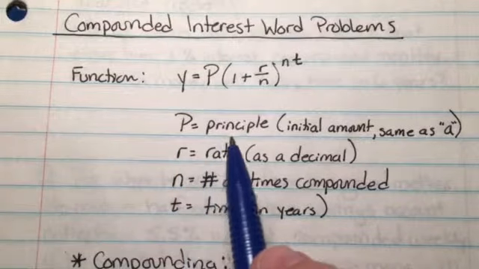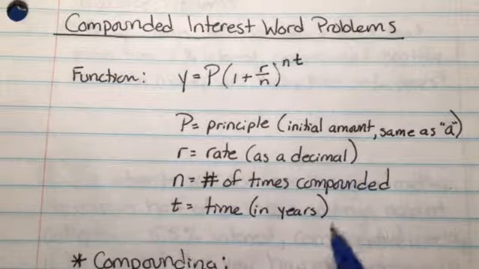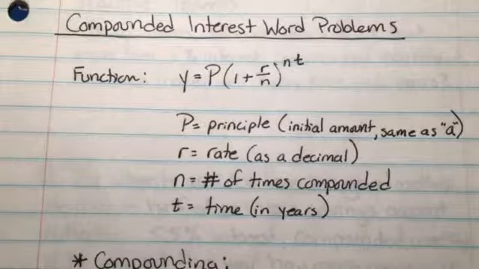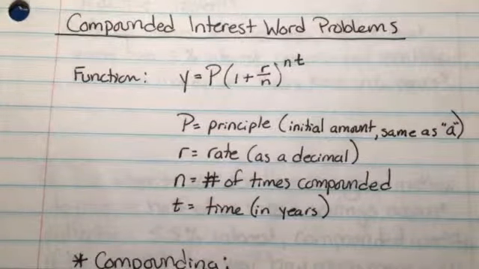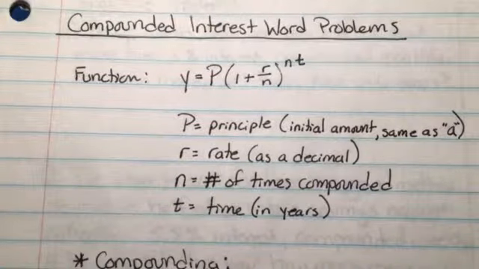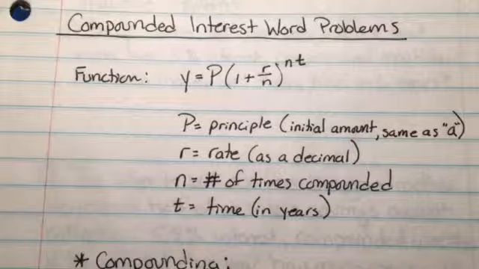P is known as a principal. It's still the initial amount. It's the same as the A. Right? R, still the rate, but as a decimal, not the percentage. And then N, it's the number of times that something gets compounded, where T is the time, typically in years.